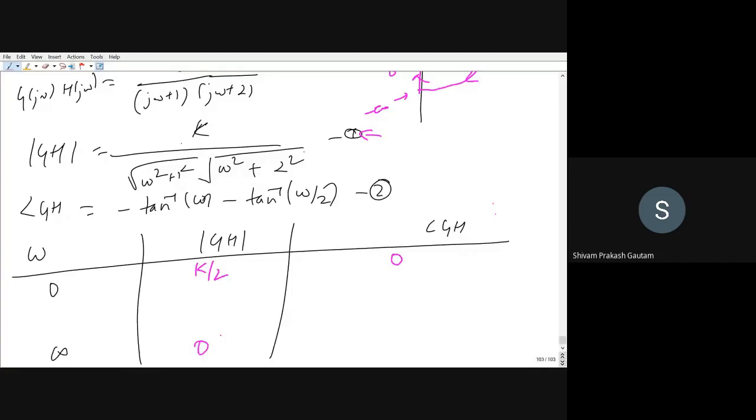Magnitude is 0 and phase will be minus 180. Minus 90 for this one and minus 90 for this one. So minus 90 twice will be minus 180 degrees. Final phase will be minus 180 degrees. You can select the middle values also, and so on.